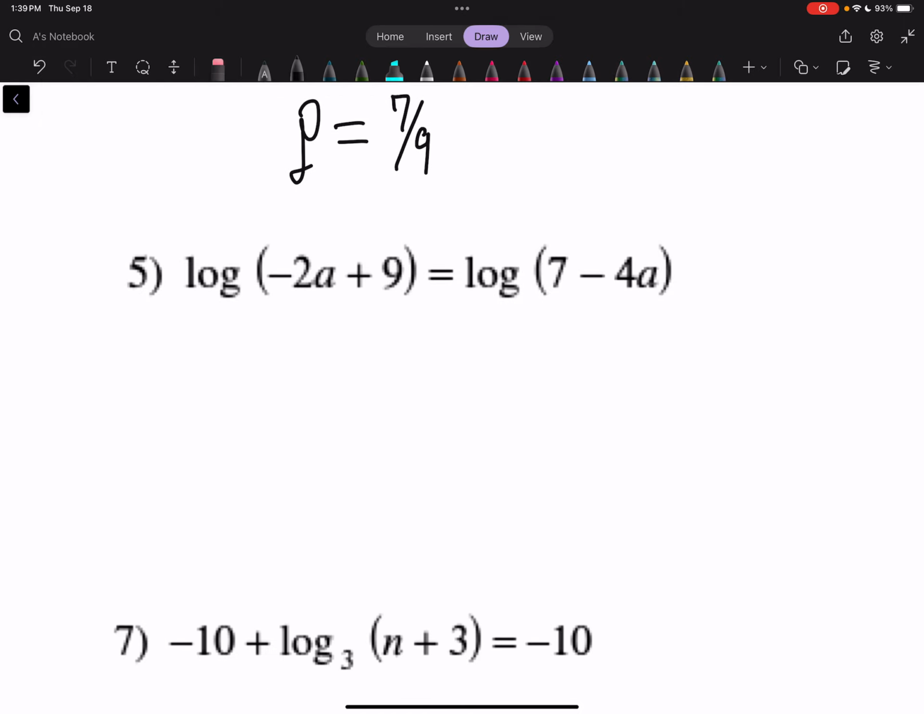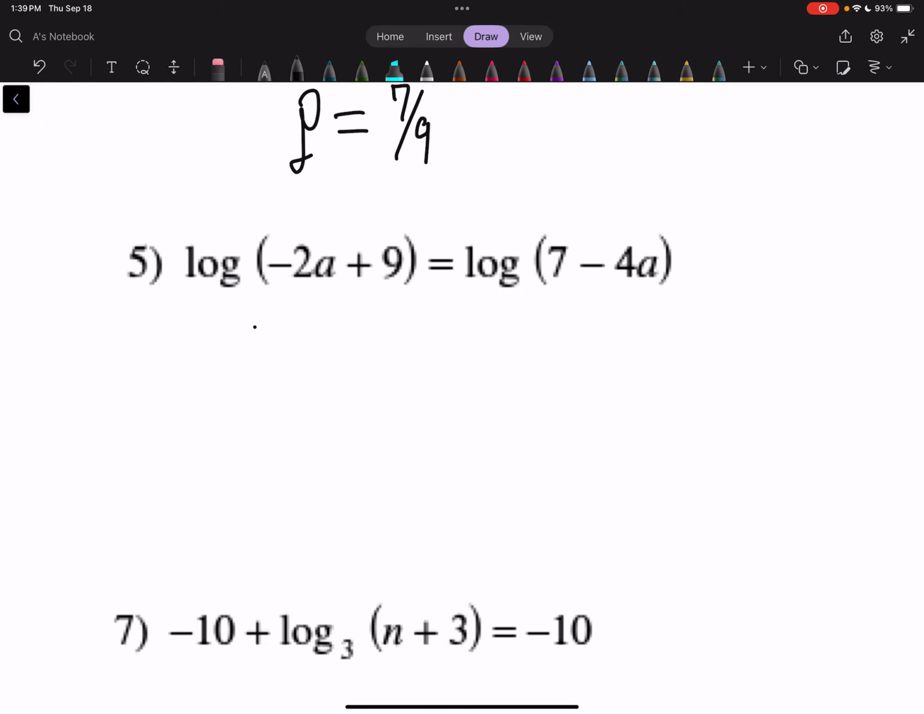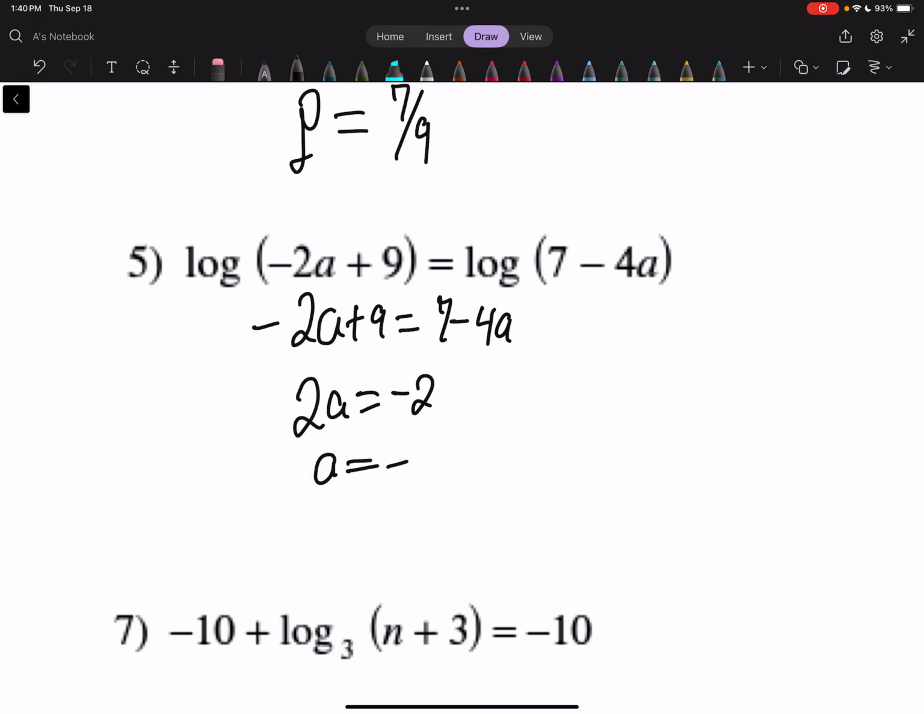Alright, moving on. I can drop the base of this, negative 2a plus 9 equals 7 minus 4a. Moving my variable to one side and my constants to the other, I'm going to get 2a is equal to negative 2. Dividing by 2, a equals negative 1.